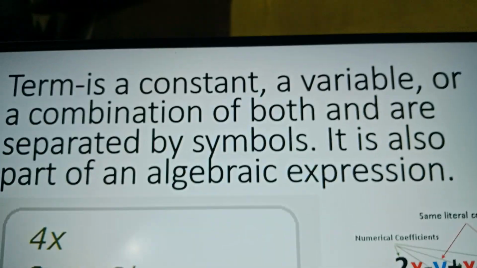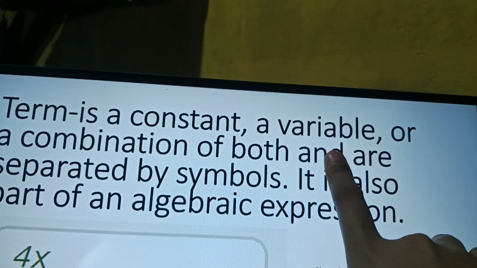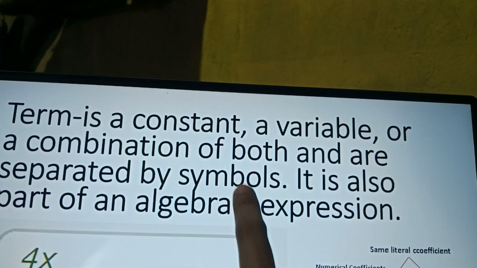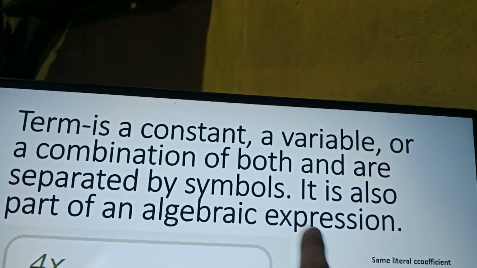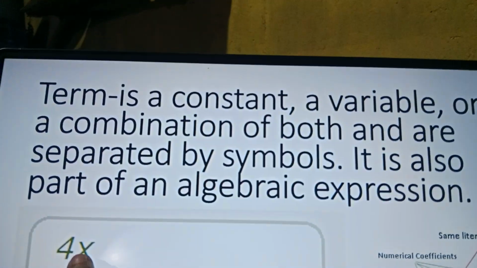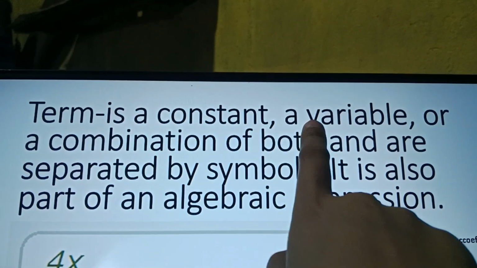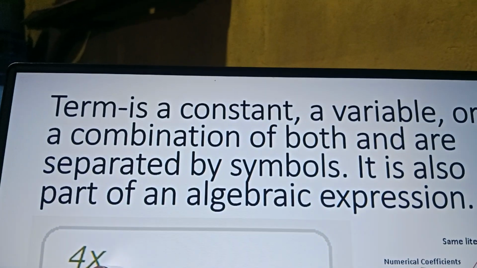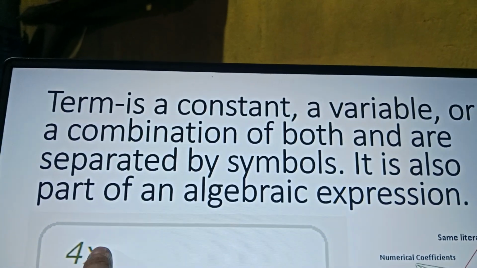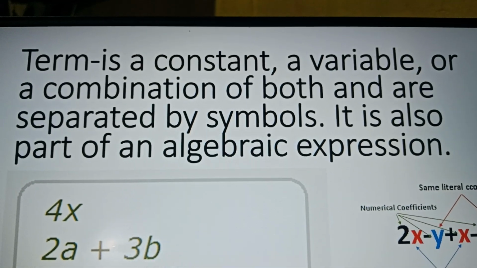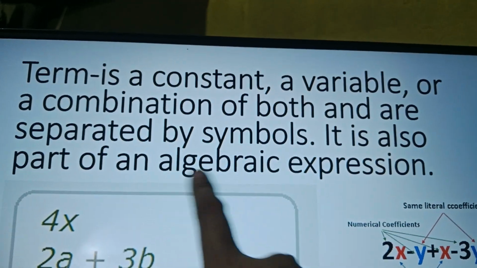Okay, let's move on to term, to understand what really a term is. A term is a constant, a variable, or a combination of both, and terms are separated by symbols. It is also part of an algebraic expression. Here, we say this is one term. It can be a constant, a variable, or a combination of both. So this one term is a combination of both: it has a constant and a variable that made that term. Also, a term is part of an algebraic expression.